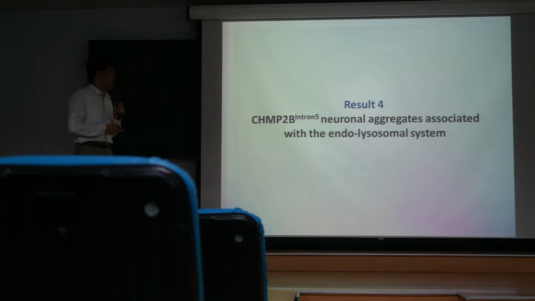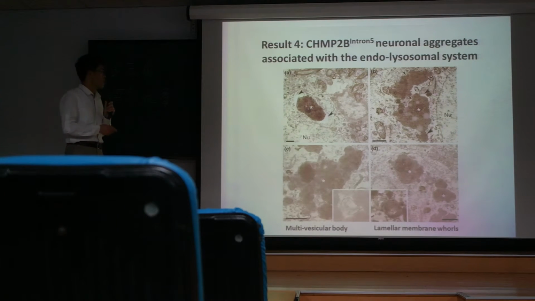And for the last result, the author would like to ask which kind of mechanism causes the neuronal loss in the patient's frontal cortex. Under the electron microscope, the darker part is the autofluorescent aggregates, and the NU is the nucleus of the neurons. There are two different structures, the multivesicular body and the lamellar membrane rows. Those structures frequently exist in the late endosomal process. So it shows that the autofluorescent aggregate is highly associated with the endolysosomal process.